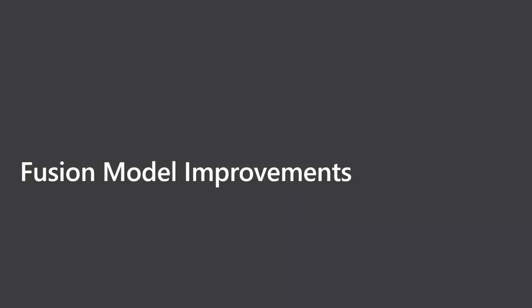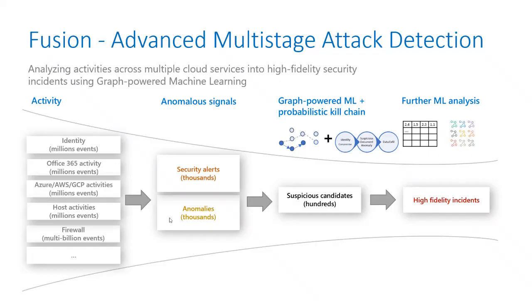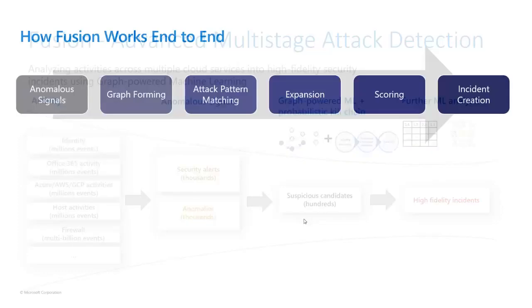Thanks, Christopher, for walking through the Fusion configuration and customization options. Now we'll talk about the updates we made recently to further improve the Fusion detection capability. Before I go into the specific improvements we made, I'll quickly walk through how Fusion works end-to-end. Overall, we put the anomalous signals, these are the security alerts and anomalies, into the Fusion pipeline, run graph-powered analysis and apply probabilistic kill chain, and then generate high-fidelity incidents.